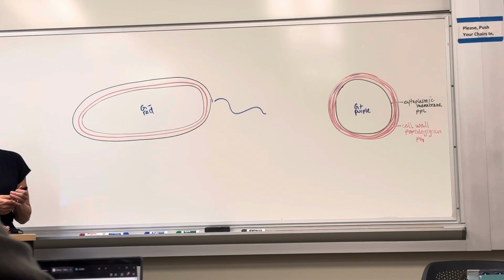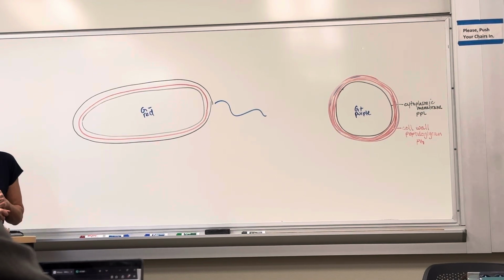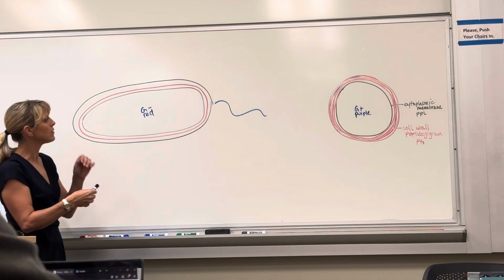Peptidoglycans: glycan tells you it is a sugar, and peptido is a protein. They're protein sugars. And those are the NAGs and NAMs on the slide. You can look at the structure if it helps you remember it.